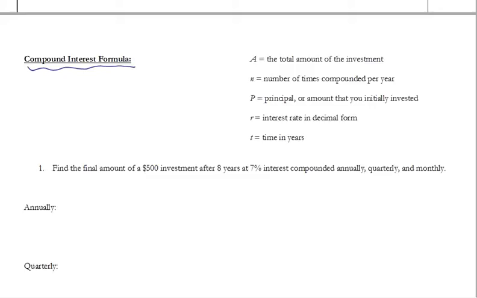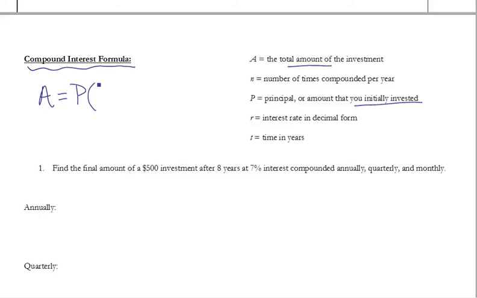The compound interest formula is typically used for exponential growth of money. So you have your final amount, and that's the total amount of the investment. Then you have your principal amount, which is your initial amount. So that's here, and that's kind of like your y-intercept, like we said. And then you have your multiplier, and your multiplier consists of a couple different components.